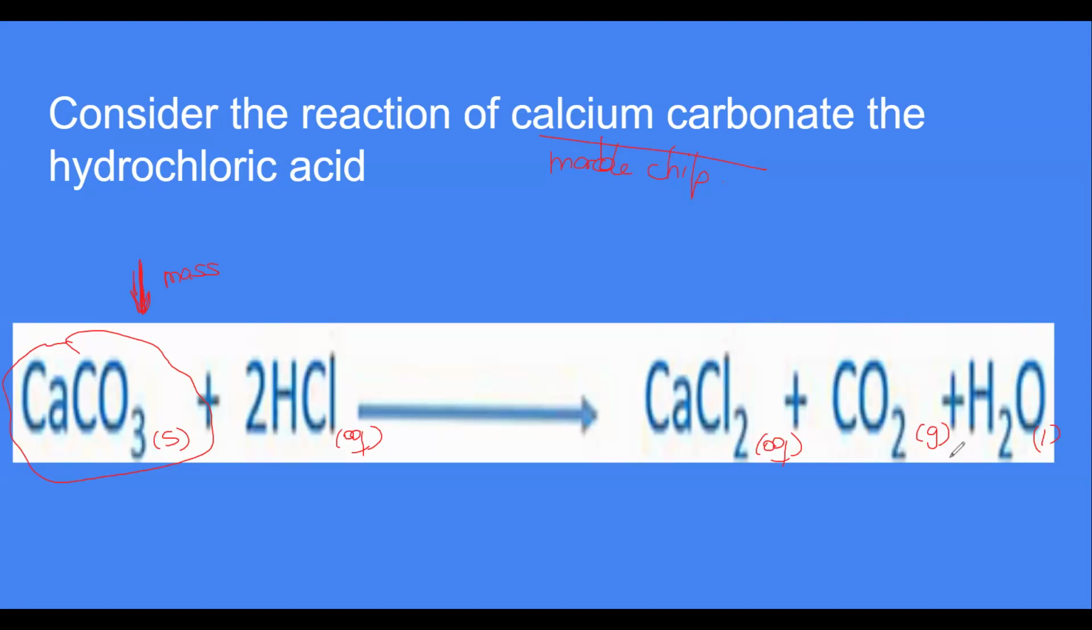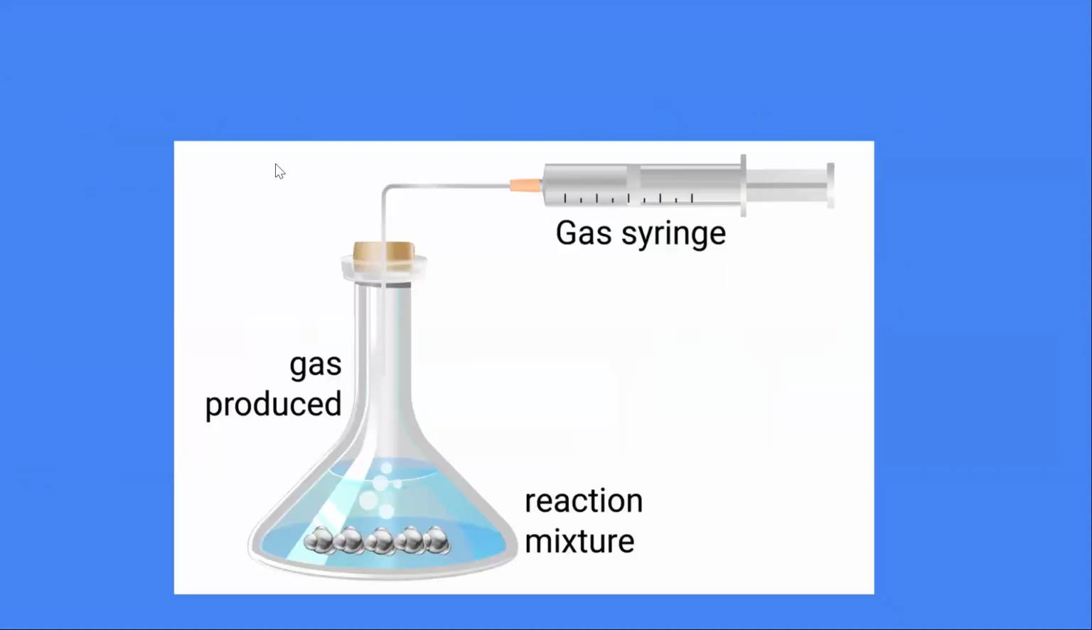Or, carbon dioxide is a gas. We can measure the gas in a syringe and measure the volume of the gas. So in this reaction, in the next slide, we're going to be looking at how we measure calcium carbonate and what kind of information we can get from this reaction. So let us clear the screen. Here we have calcium carbonate reacting with hydrochloric acid.